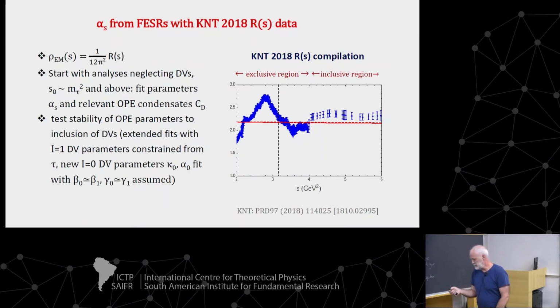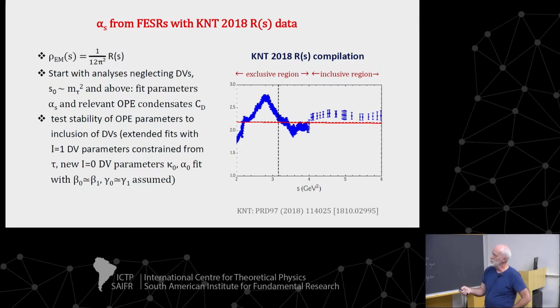Okay, so now let me just tell you about the results of the analysis of the R data itself. You already can see that you're not going to be able to safely neglect duality violations unless you go higher up in the spectrum. So what we do in this analysis is, first of all, this is just telling you the connection between R and the electromagnetic spectral function, well known.